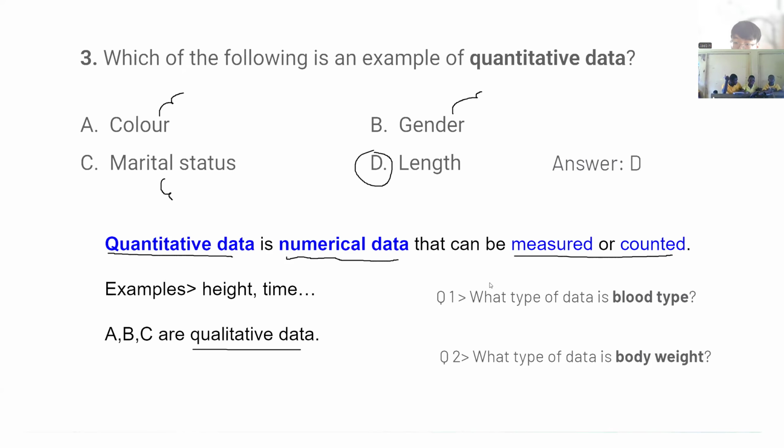But let's look at more examples about quantitative versus qualitative, because this is quite important. So, what type of data is blood type? Is this qualitative or quantitative data?